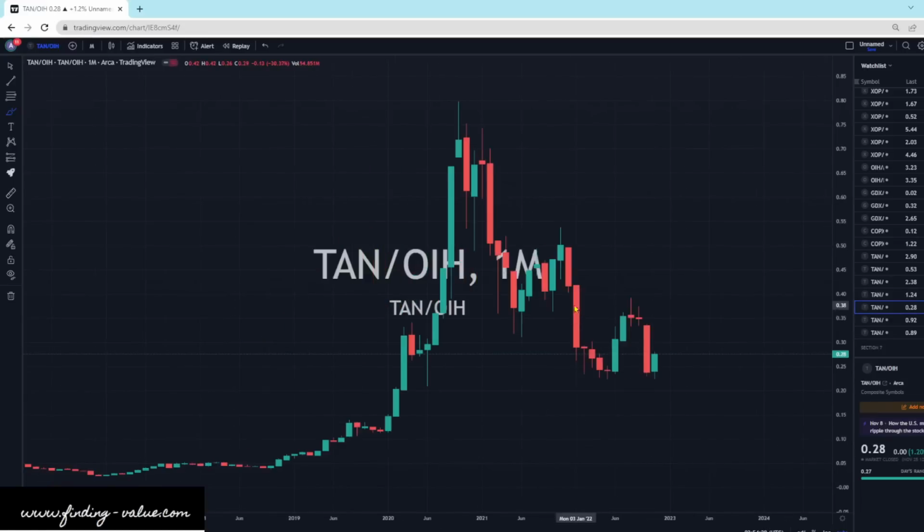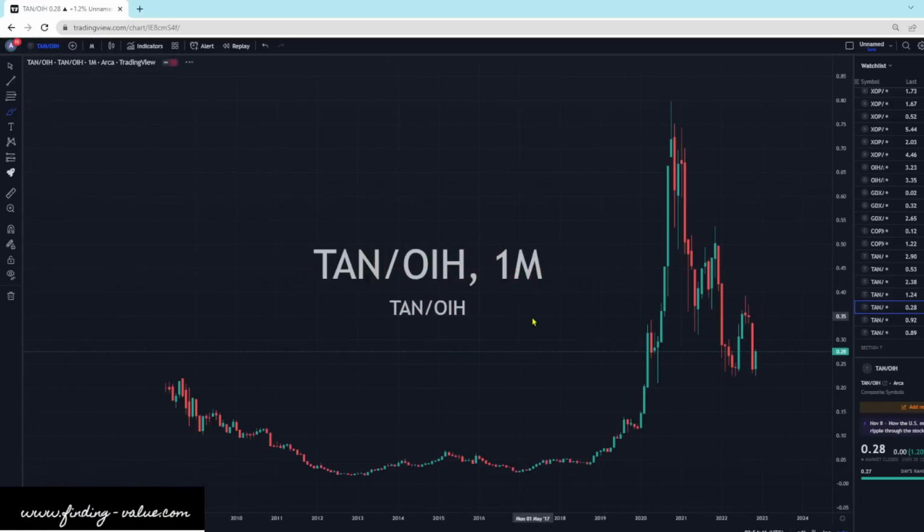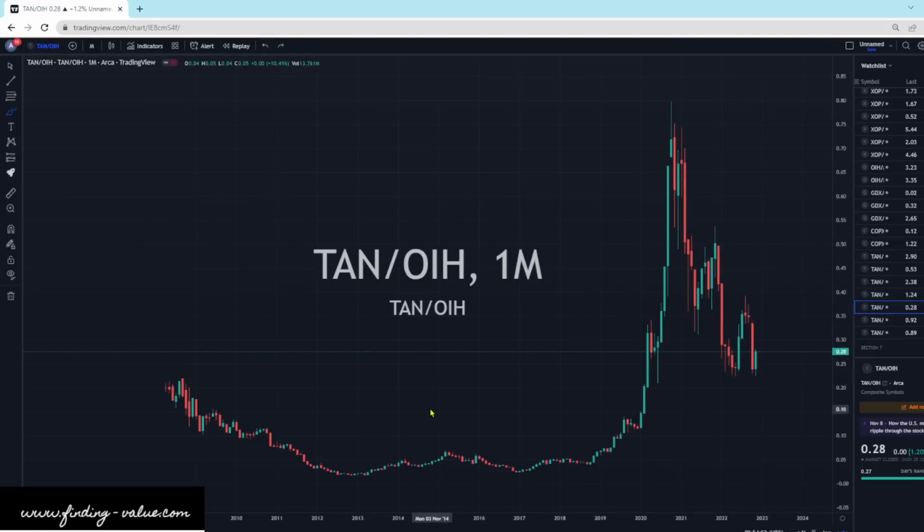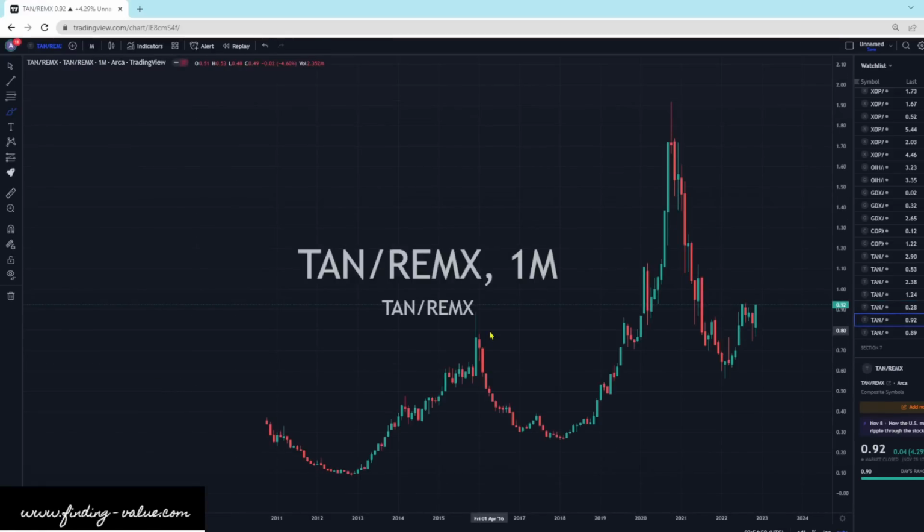TAN versus OIH, and we've got this gigantic pattern. OIH is cheap. It's been outperforming on this way down, but we'll see if that outperformance can continue or if TAN wants to rip it here. It's kind of fairly valued when looking at history with as little data as we have. TAN looks like it's ready to rip it against REMX and move higher, so TAN could outperform.